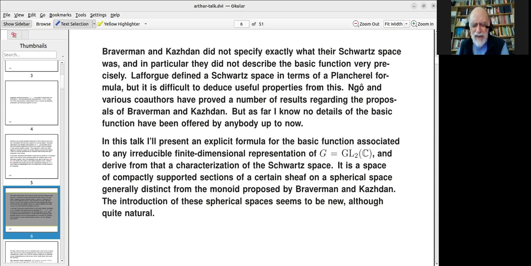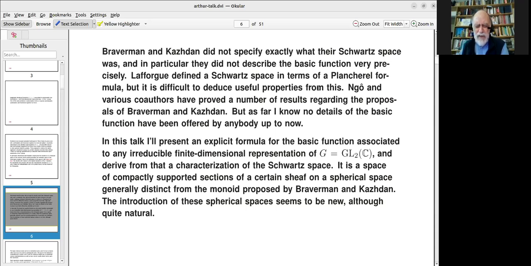These techniques, well, I don't know, extending these to groups of higher rank is extremely complicated, as I'll demonstrate later. This space, the Schwartz space, becomes a space of compactly supported functions of a certain sheaf on a certain space on which G cross G acts, just as on the matrix algebra.